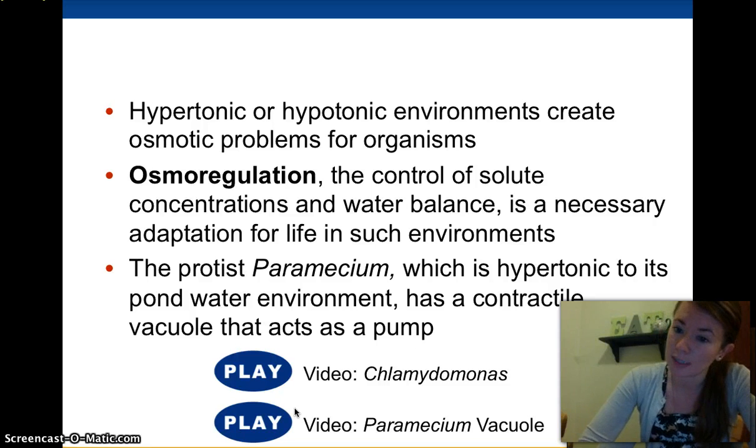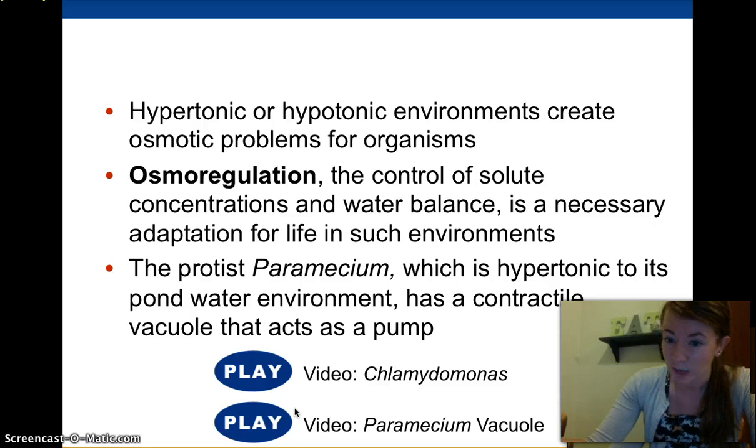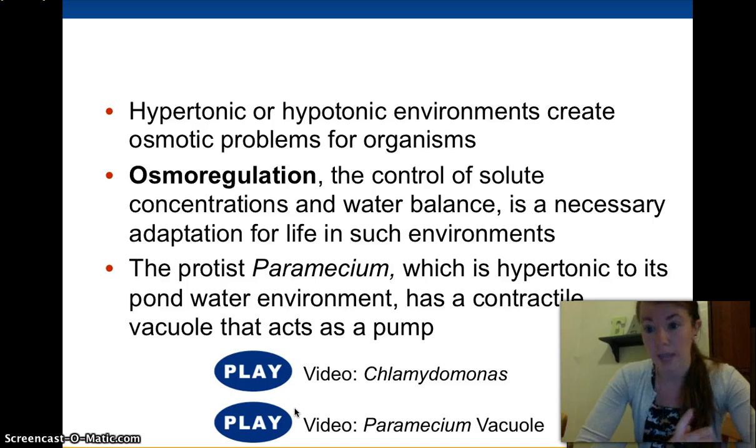So the process by which you regulate your osmosis throughout your body is called osmoregulation. This is controlling solute concentrations in water balance, and it's a really important regulation or adaptation for life, obviously.